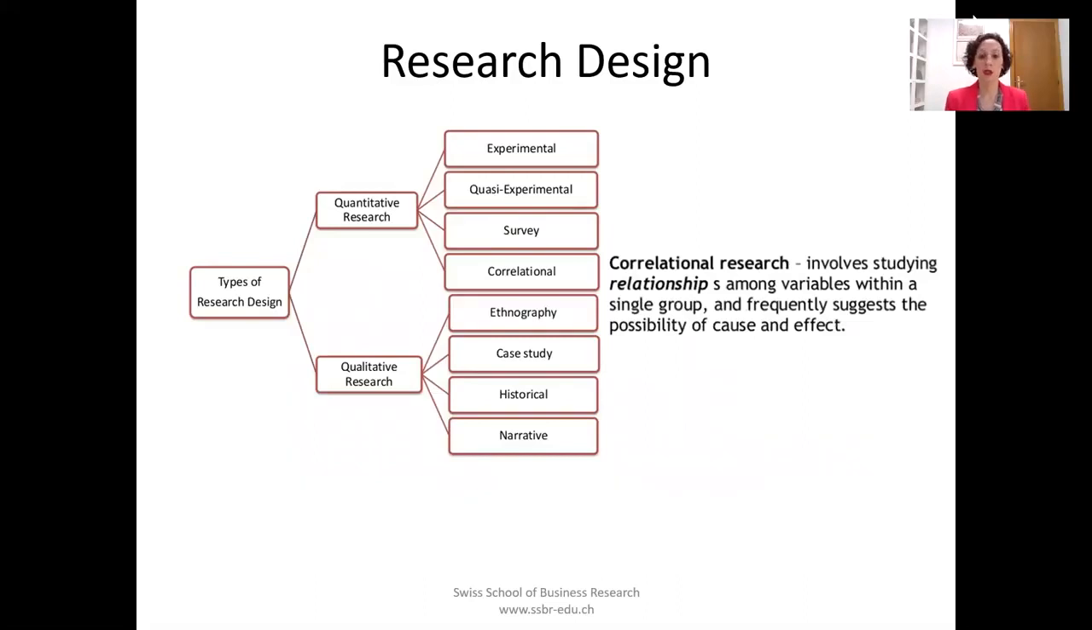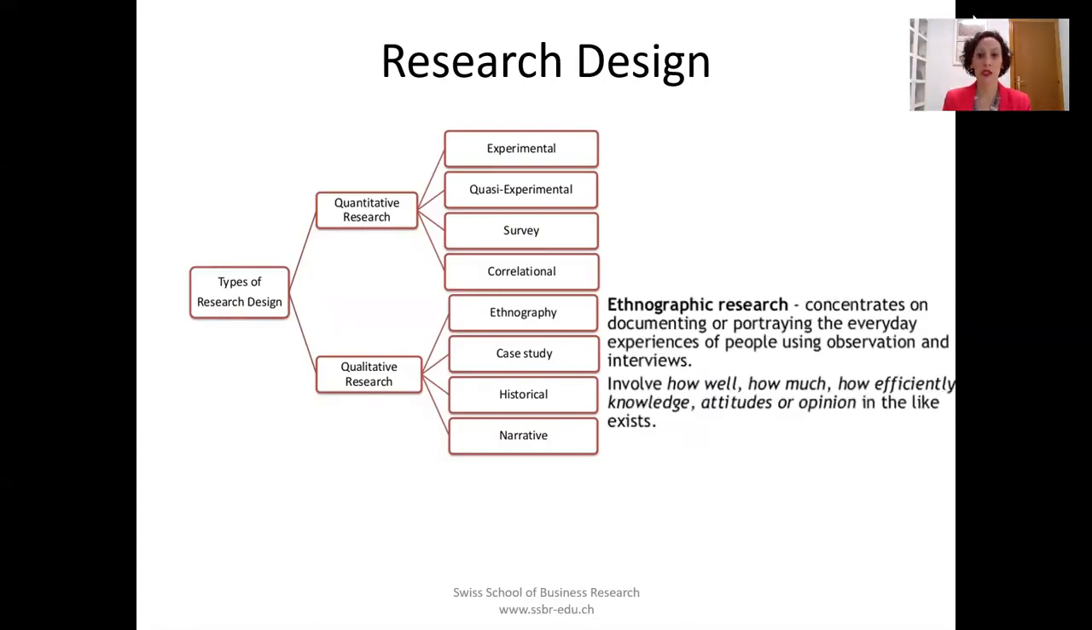Then, as part of quantitative research, we've also got correlational research, which involves the study of a relationship between variables within a single group. And usually it's also called causal relationship research, because many times it tests cause and effect, but it doesn't always have to be causal relationships.